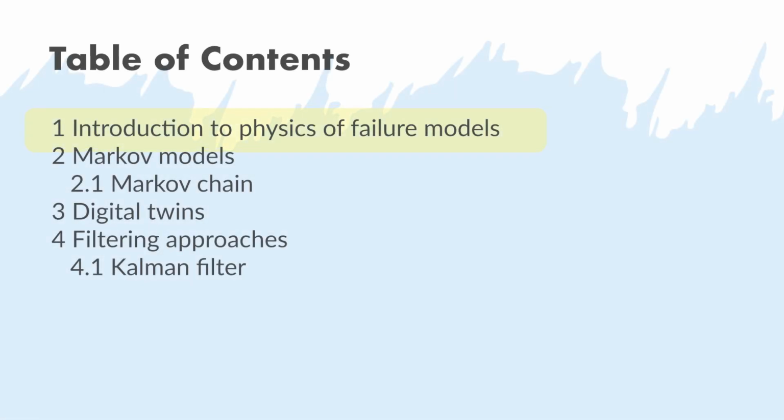For the table of contents, we have 4 major topics: the introduction, of course, Markov models, including Markov chains. We will also have a very brief slide on digital twins, what they are and what we can do with them. And we complete the lesson with filtering approaches with a glimpse of the Kalman filter.